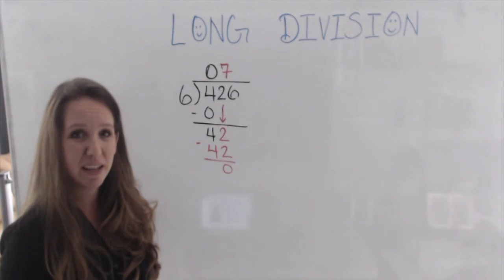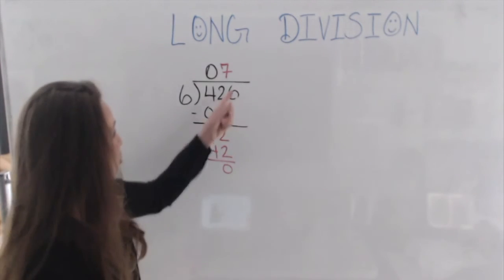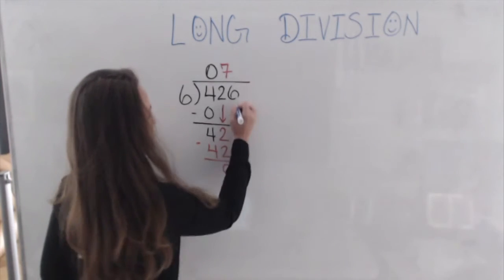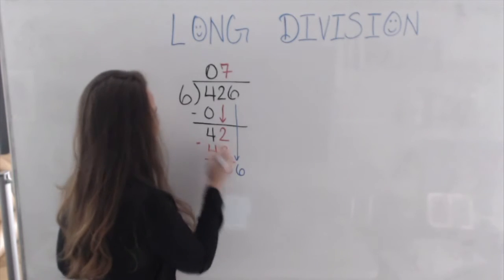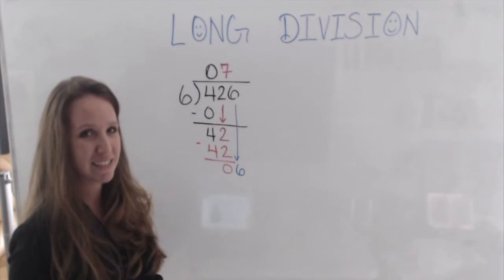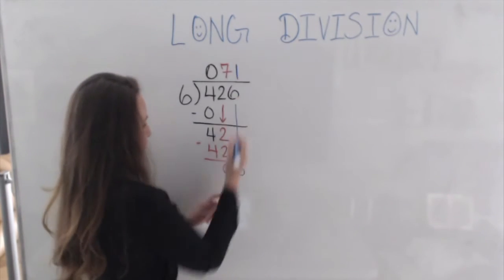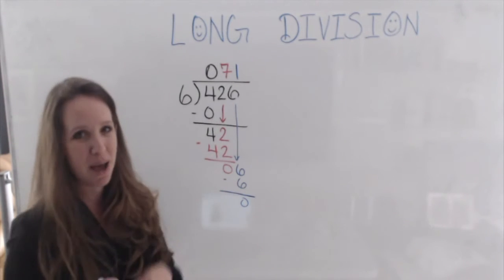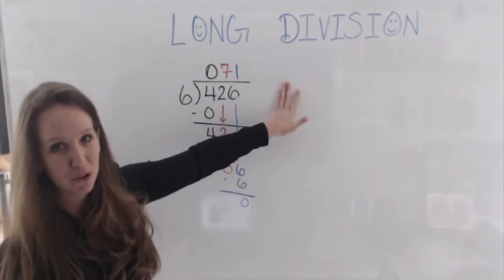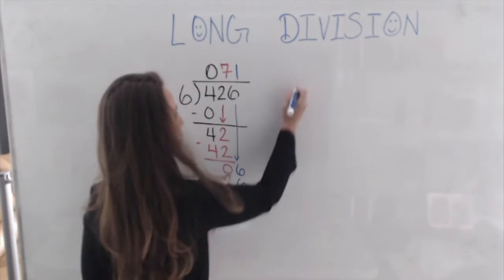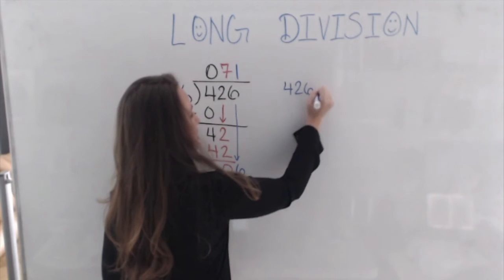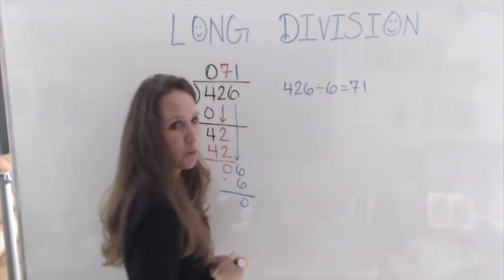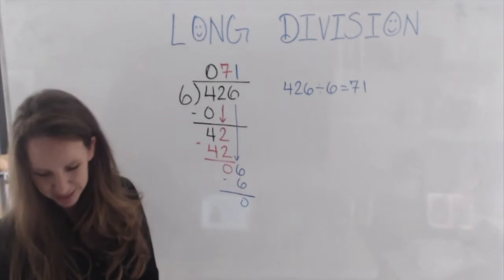Does that mean we're done? No, we didn't use all of our numbers. So let's go to the last number. Bring down the 6, and 6 goes into 6 one time, and we subtract, and that's 0. Now I'm done, because I have no more numbers left over here. So 426 divided by 6 is 71. Okay, let's keep going.